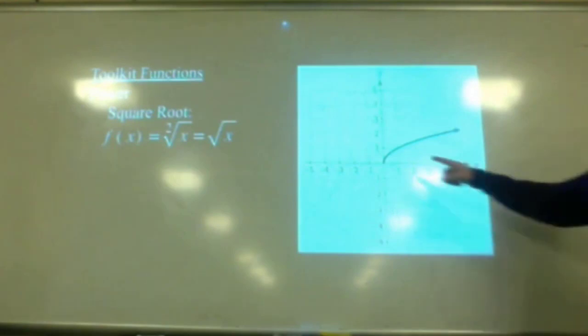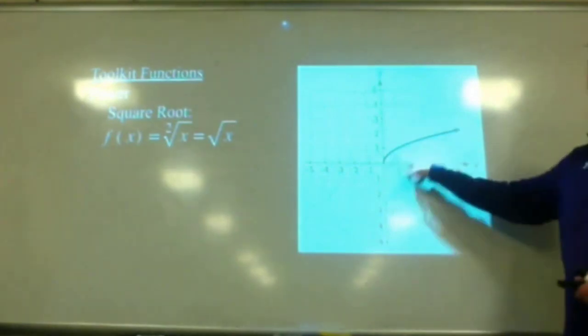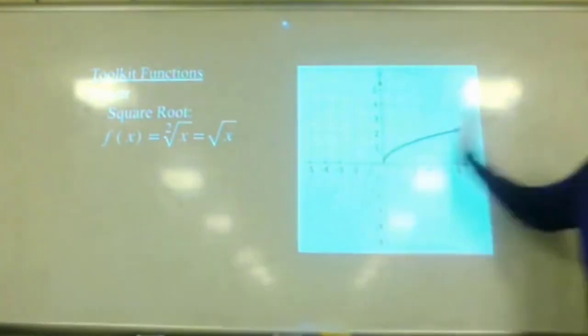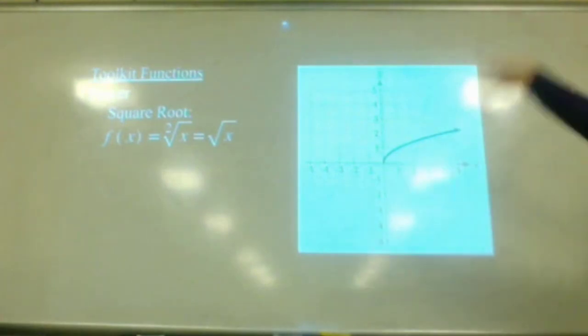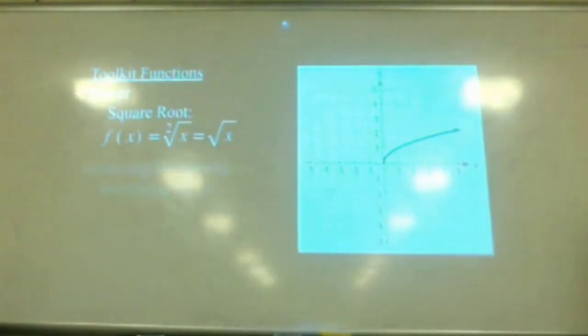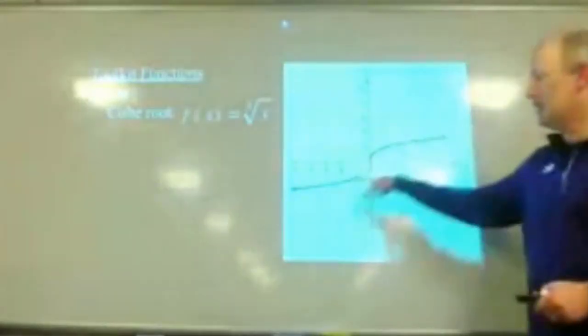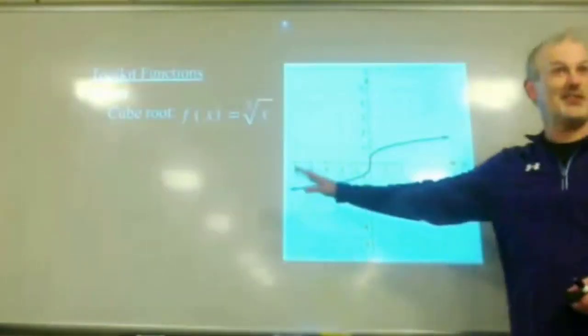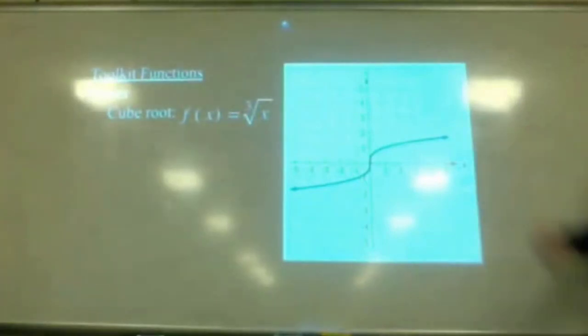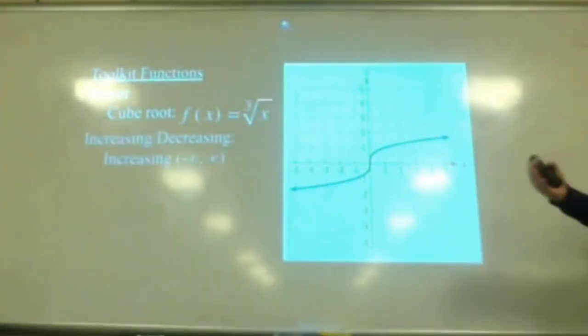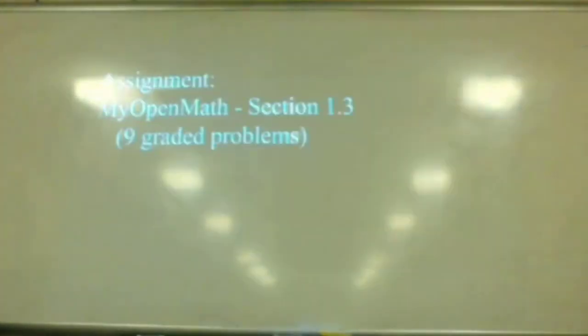How about this one? Increasing, but only from 0 to infinity, right? There's nothing on the left-hand side. And how about this one? Increasing. Yeah, strictly increasing, right? It increases the whole way, just slowly. Okay, so from negative infinity to positive infinity, and that's all increasing.